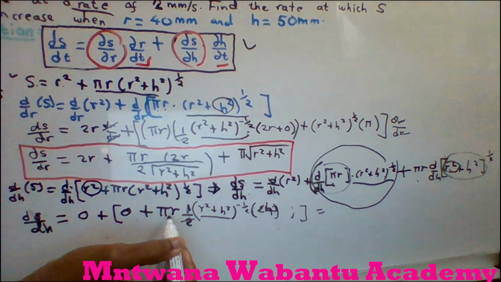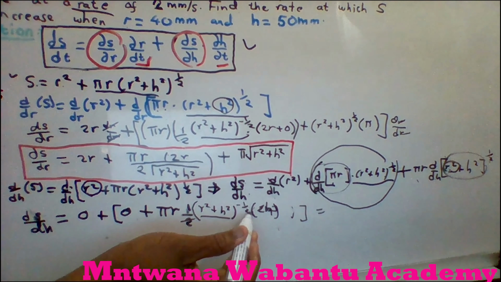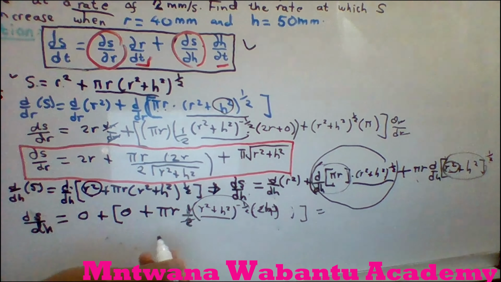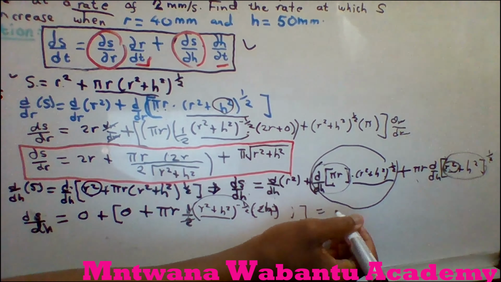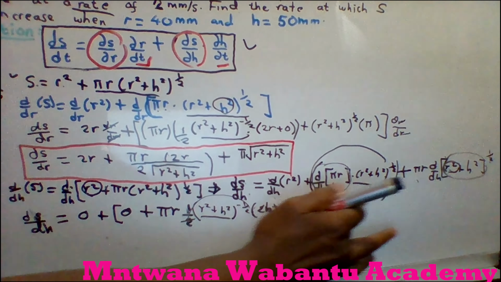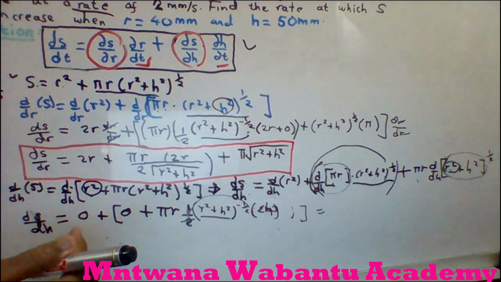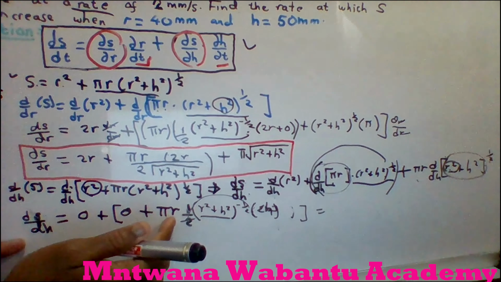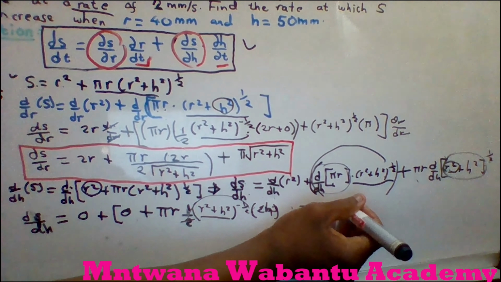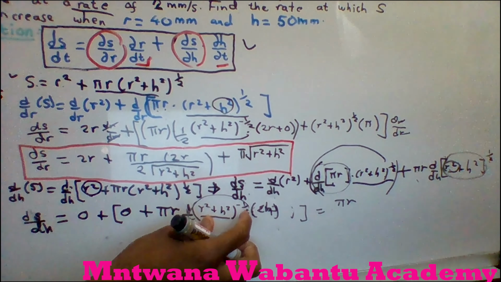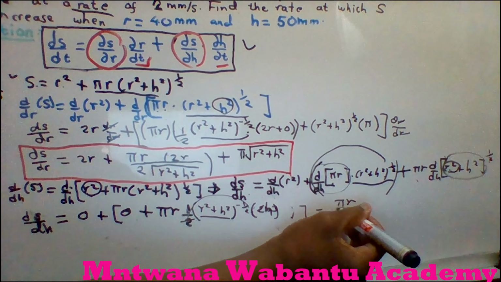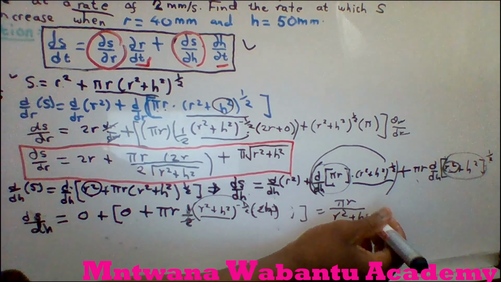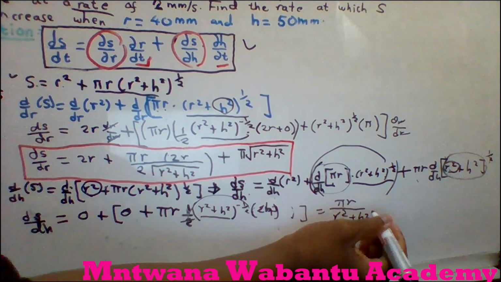So I'm going to be left with pi r, and this, remember, has a negative power, so it's going to go to the bottom because you have to reciprocate. So this all is going to become equal to, okay, this is going to be 0, so we're left with pi r, and then all this stuff is going to go to the bottom because it has a negative power, becoming r square plus h square to the power positive a half.